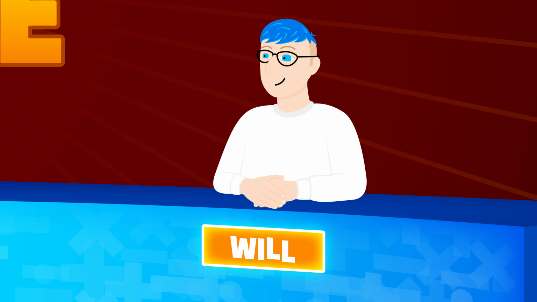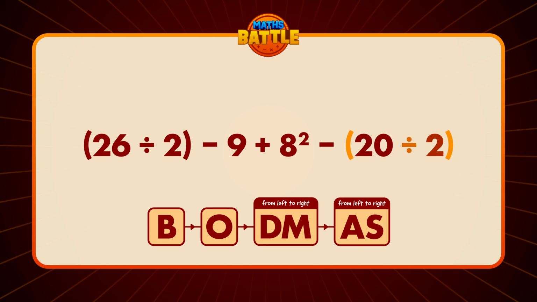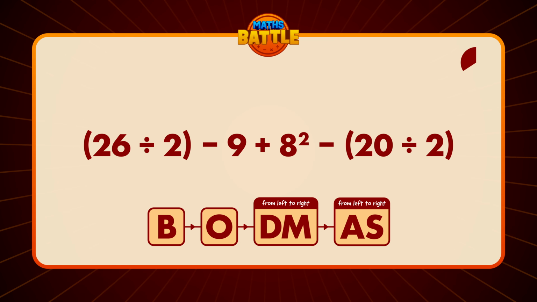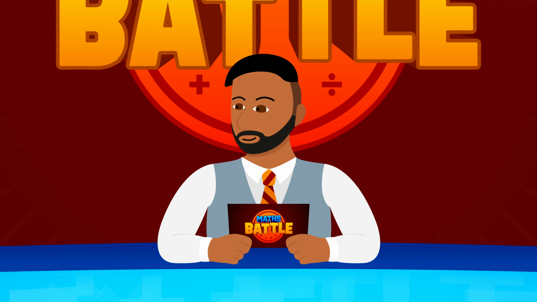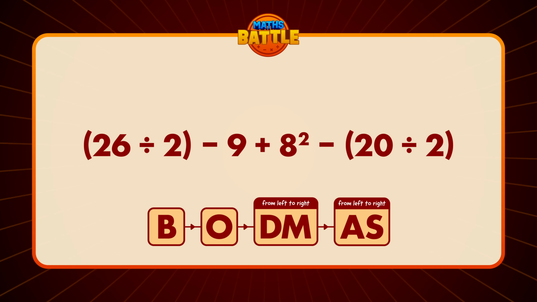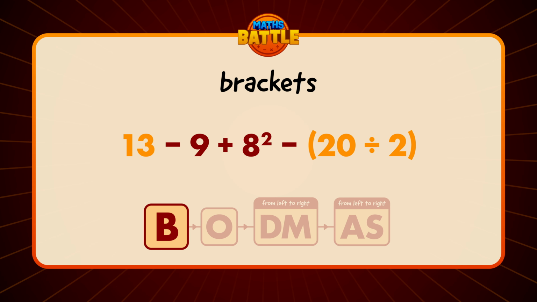Spot on, Will. Here's the last one. Brackets 26 divided by 2 minus 9 plus 8 squared minus brackets 20 divided by 2. What's your answer, Susan? Okay, so I'll start with the first set of brackets. 26 divided by 2 is equal to 13.